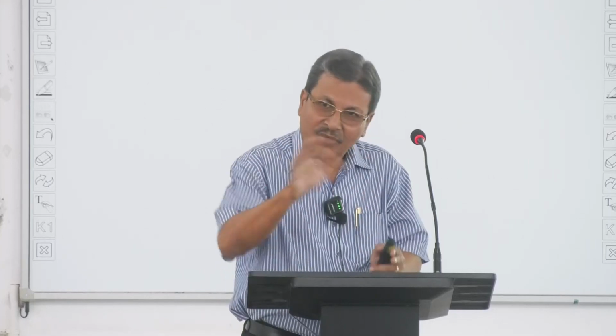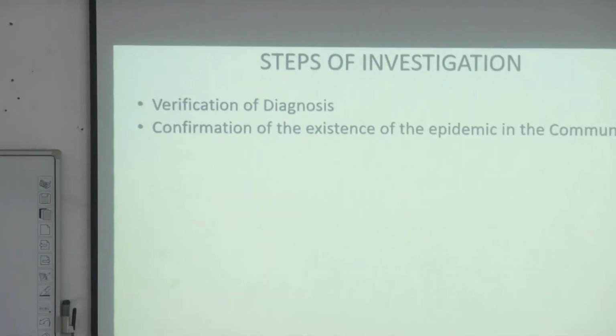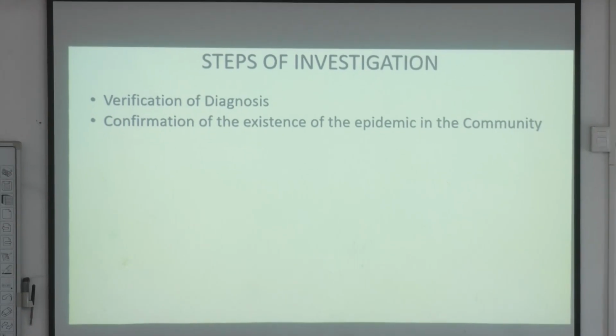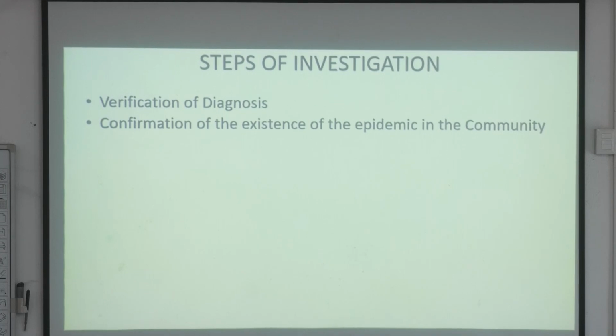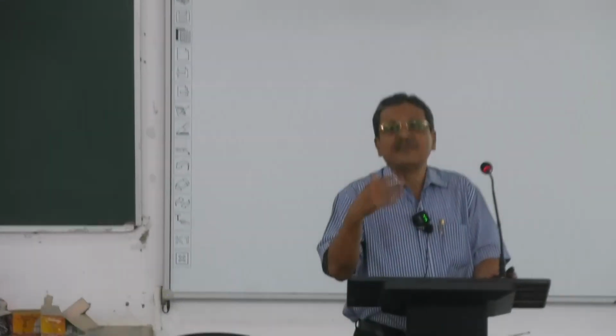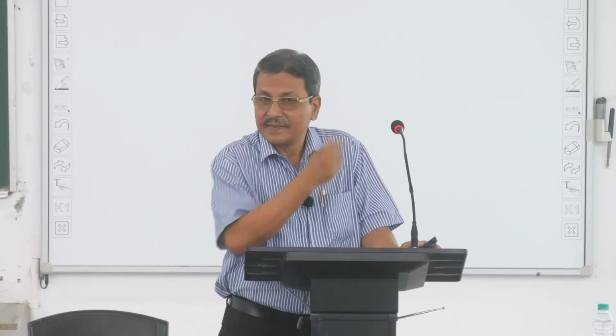If you diagnose the disease, then you proceed to the next step. The second point will go simultaneously, not separately. You have to know whether it is an epidemic, the confirmation of the epidemic. According to our definition of epidemic, you have to confirm whether it is an epidemic. For that, you have to take these years or these weeks, I mean the incidence rate. You know the difference between incidence and prevalence? What is the incidence of the disease?